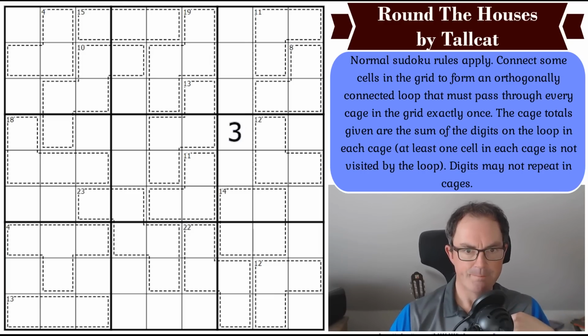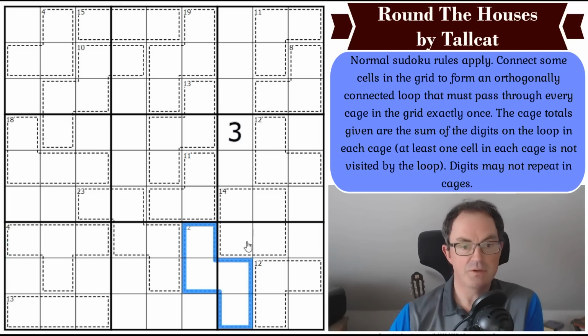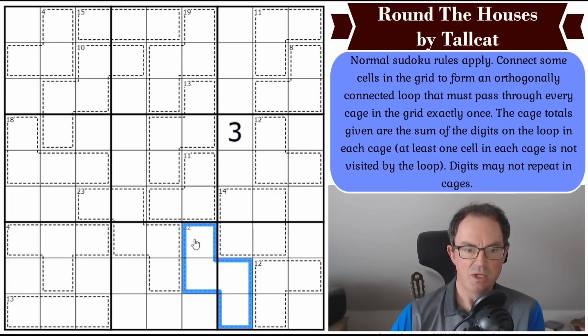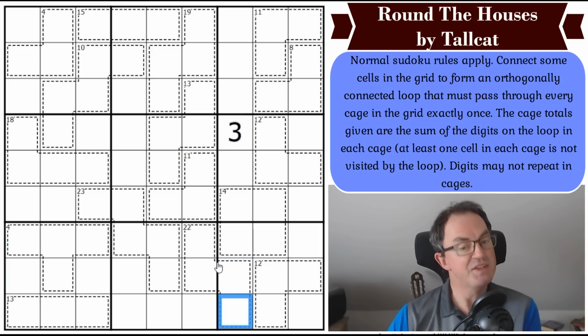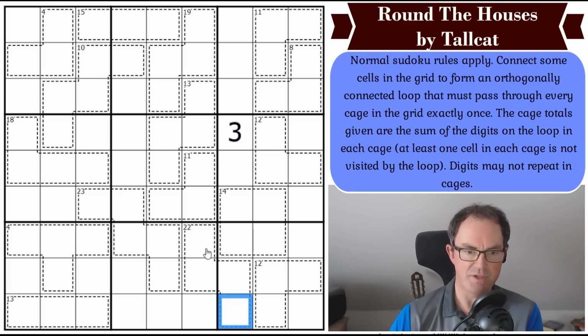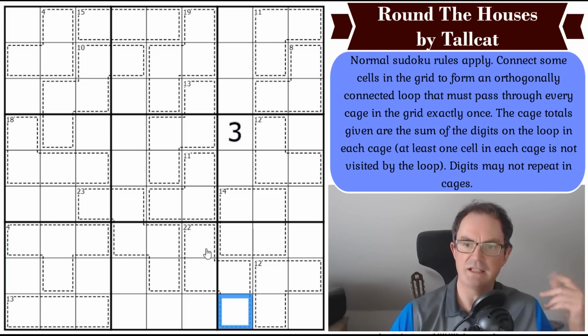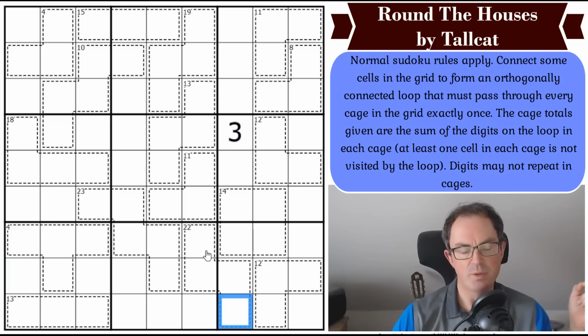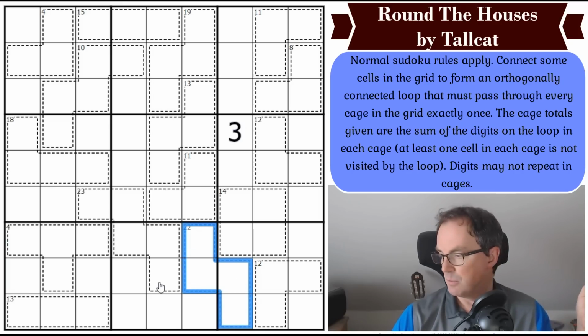The cage totals, I'm guessing, are... Well, I don't know where to start. So I'm just going to say something about this 22 cage. It has to have exactly, I was going to say at least 3 of its cells on the loop, but it's exactly 3 of its cells on the loop, isn't it? Because at least 1 cell in each cage is not visited by the loop. And you can't make 22 with only 2 cells. That's not going to work.